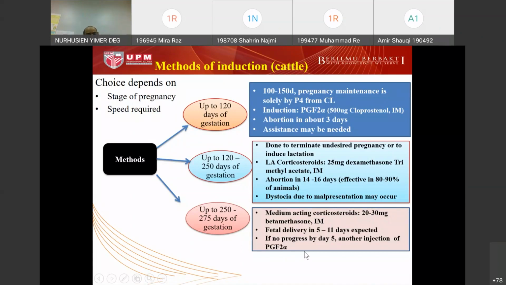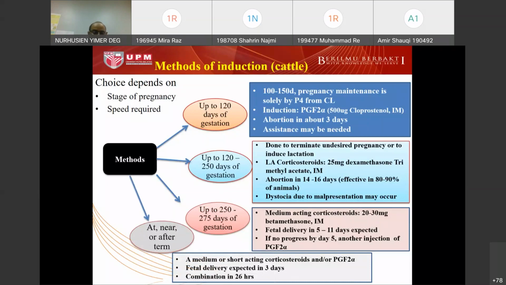If you see no progress from 5 days onwards, then you can combine by giving an injection of prostaglandin after that to hasten the process of delivery. But your priority will be betamethasone, the short-acting corticosteroid. Now, when it is very near 280 days, right?